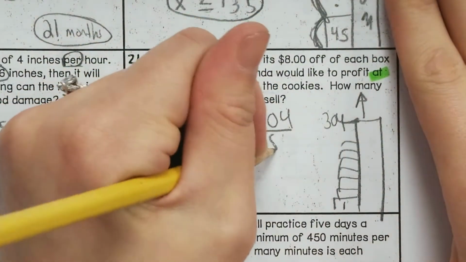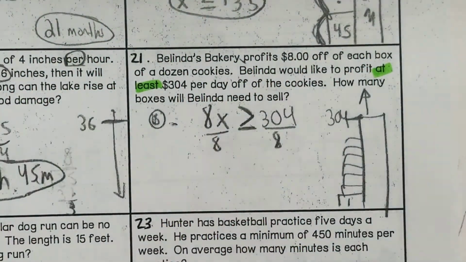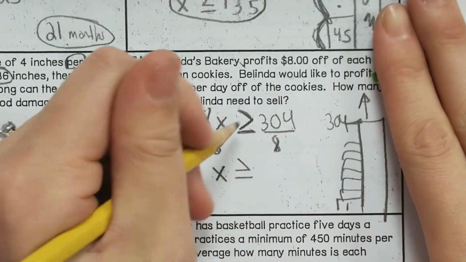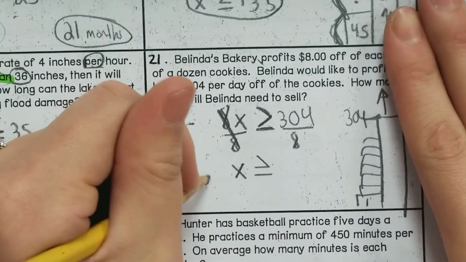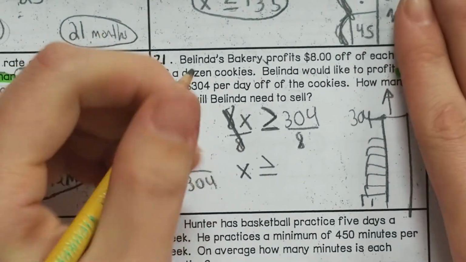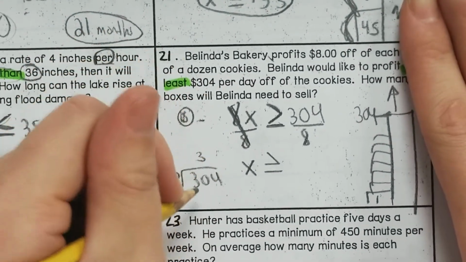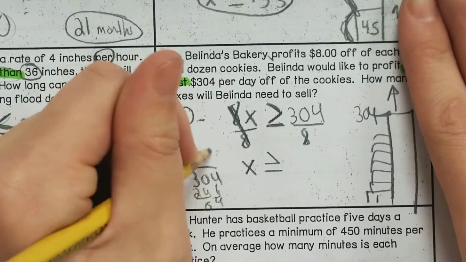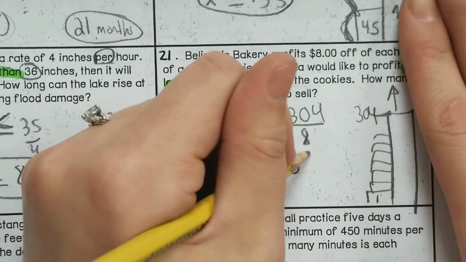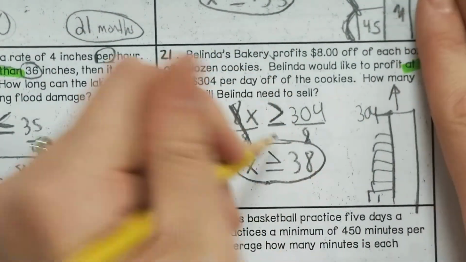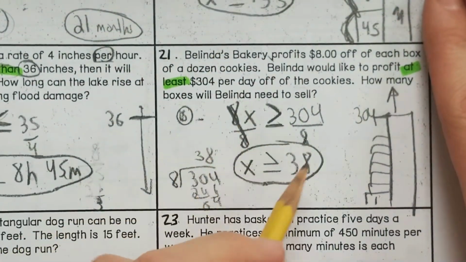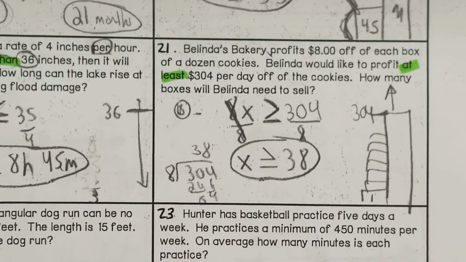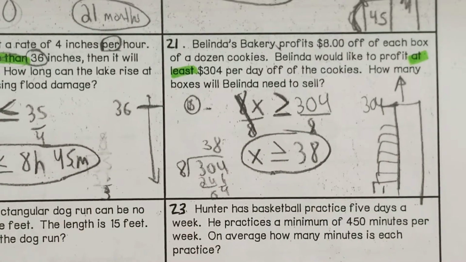Divide both sides by 8 because I need to make this a 1. So we have x is greater than or equal to 304 divided by 8. So you should have gotten 38. So Belinda needs to sell at least 38, if not more boxes, in order for her to make at least $304 a day.